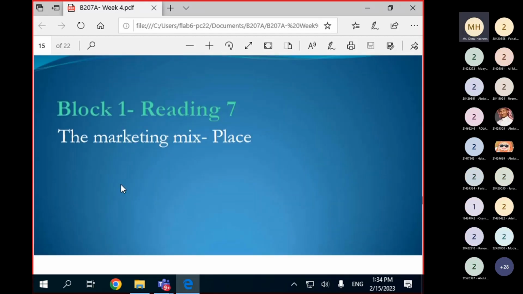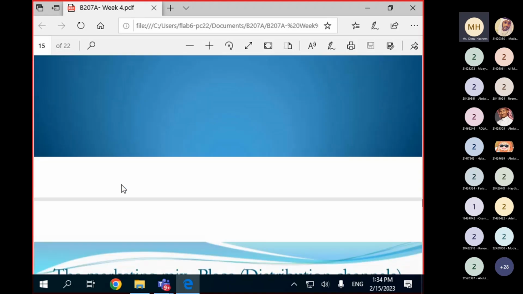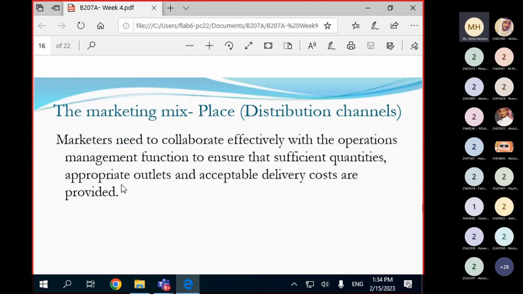All right, so here also we have another P of the 4 Ps, which is called the place. So we're done with the product, and we saw how we can innovate in the product. Now we come to the place element, which is the second element of the 4 Ps. When we talk about the place, we think about the distribution channels.